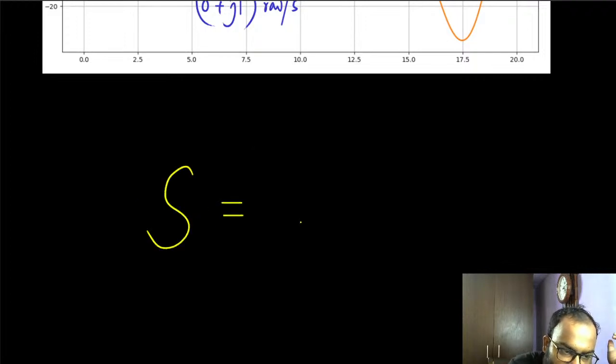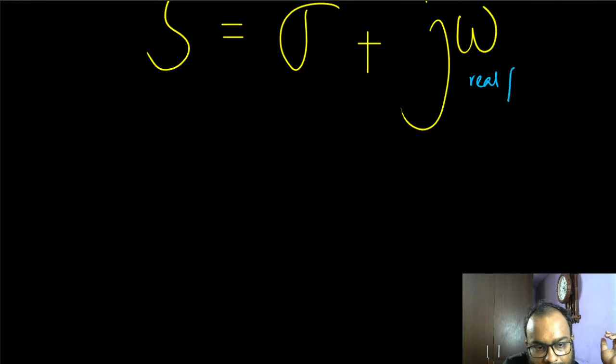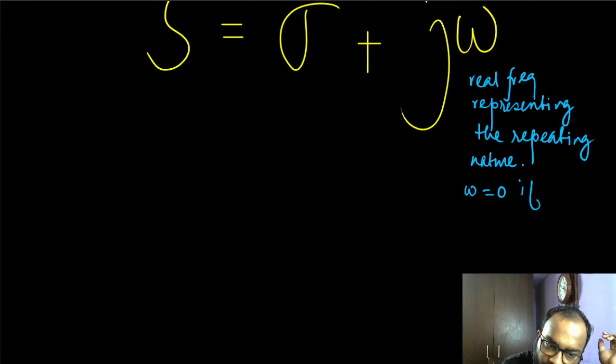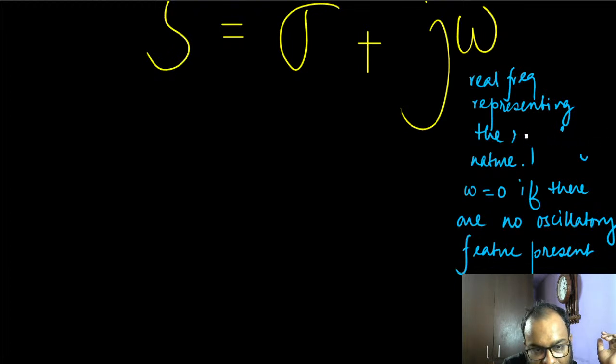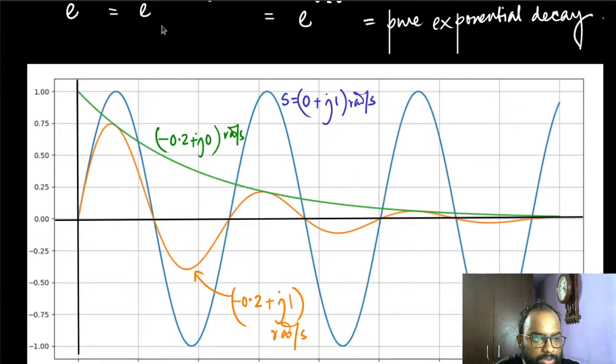So we have s, and that's sigma plus j omega. So this omega is the real frequency representing the repeating nature. Omega would be 0 if there are no oscillatory features present. Instead of saying repeating feature, I would say oscillatory feature. Okay, so omega would be 0 if there are no oscillatory features. For this green one, you see omega is 0 because there is no oscillatory feature in this one. If there are oscillatory features, then omega will be non-zero.